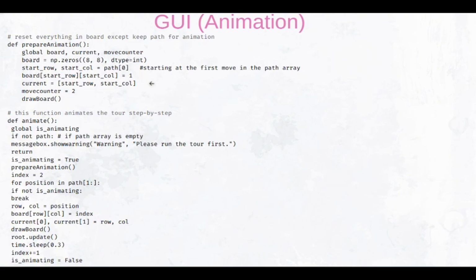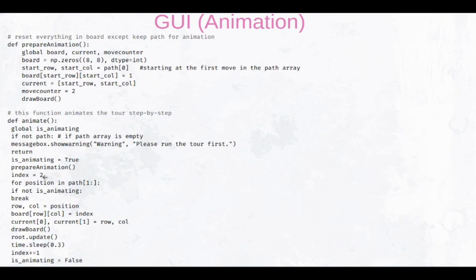And then for the main function that animates the tour, we first start by making sure that the path is not empty, because if the path is empty, that means that the tour was not taken and there was no path taken by the knight. So if not path, which means if the path is empty, show a warning message. If it's not empty, we are going to set is animating to be true because it was false in the beginning, and then we will prepare the animation, which is the board. And then index equals 0, we will use this later.